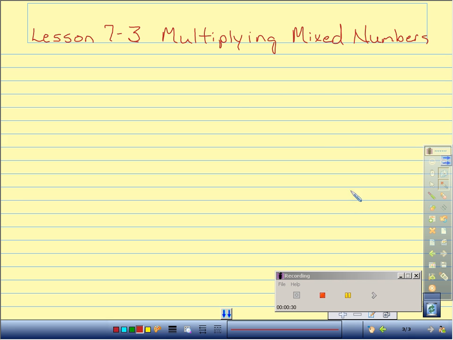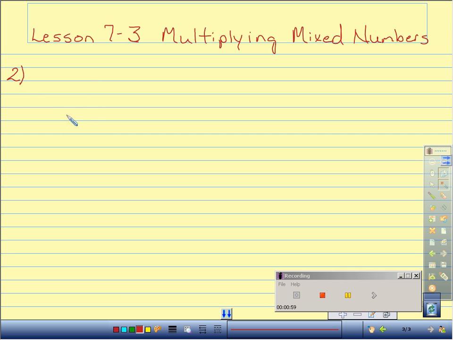Okay, lesson 7-3, multiplying mixed numbers. You guys had 1 through 10 and 19 through 21. I'm going to start out with the odd numbers. Nope, I'm going to do the even numbers. Still want you to do them all, but I think you need to work some of these on your own, and we'll check them tomorrow in class.